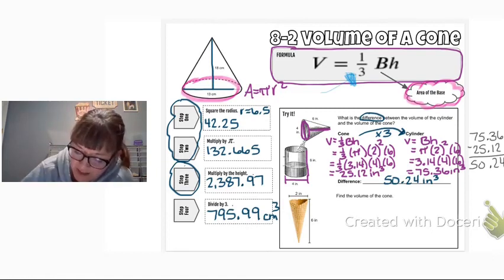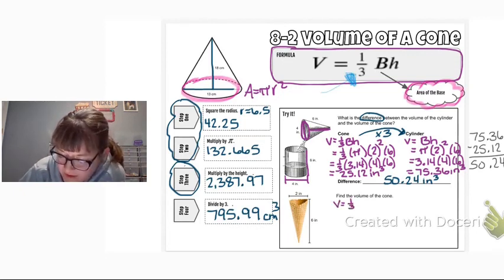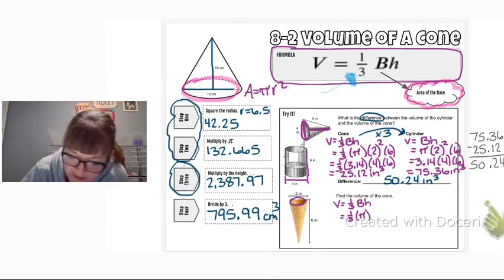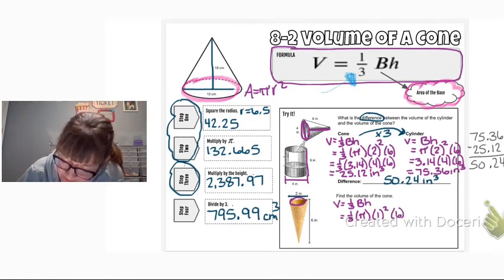Okay, let's find the volume of this cone. So again, we'll just use the formula. So volume equals 1/3 area of the base times the height. So 1/3, we've got a circular base. So big B is going to be pi times radius squared. So pi times, it actually is giving us the diameter right here. So if the diameter is 2, that means the radius would be 1. So 1 squared times the height of 6.